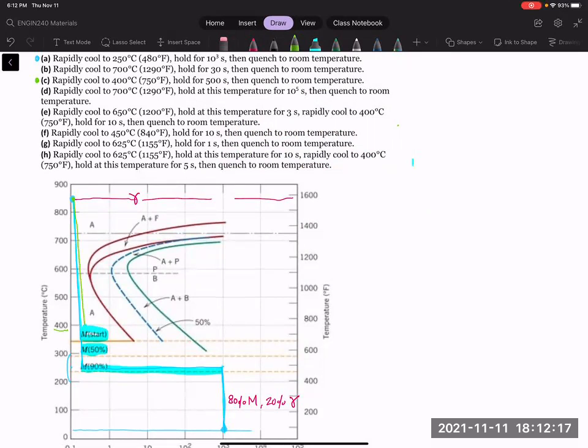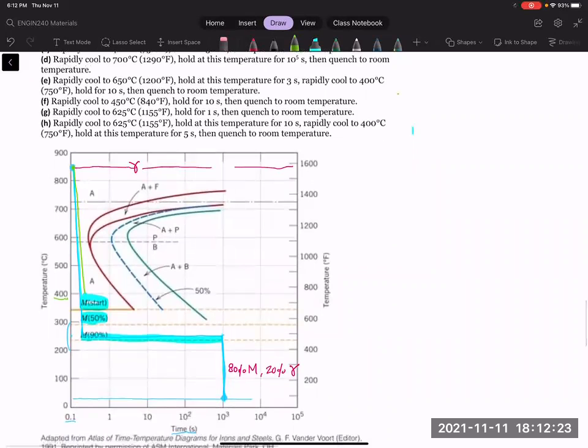Once you cool to 400, we're going to hold it for 500 seconds. So 500, where is 500? This is 100. This is 1,000. The 500 is going to be maybe around here. Okay, so you hold it for 500 seconds, so let's go from this place to this place. Okay, so if you go to there, what do you do afterwards?